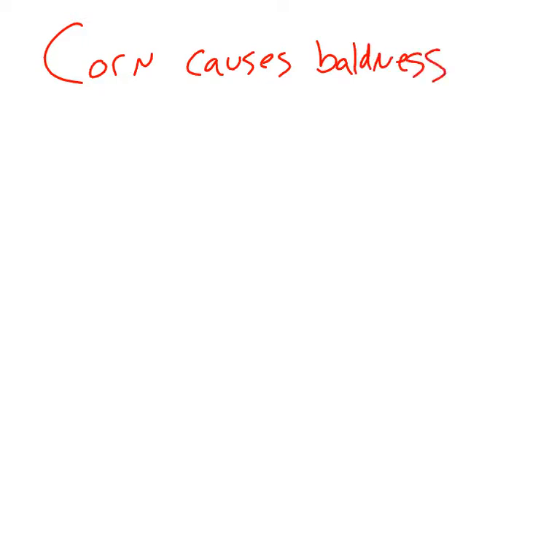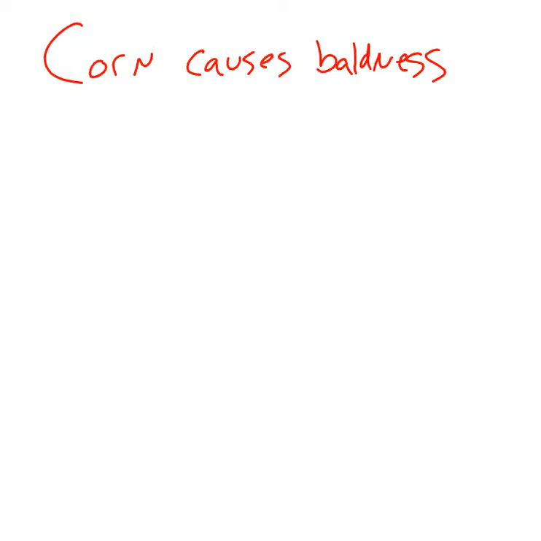So we're gonna walk through a couple scenarios here with supply and demand. See how we do. So first one, we're gonna say corn causes baldness. So we're talking about corn. Then we've got to figure out, all right, what's that gonna do to the price and what's that gonna do to the quantity. So try to figure it out.